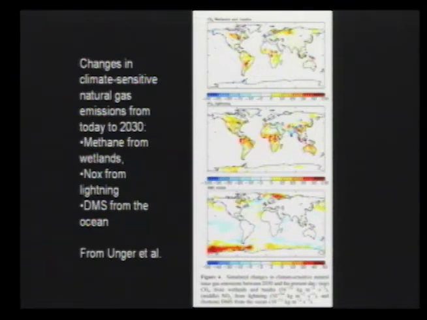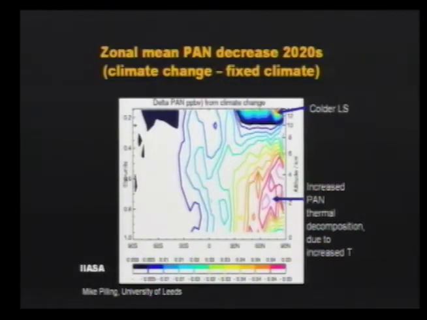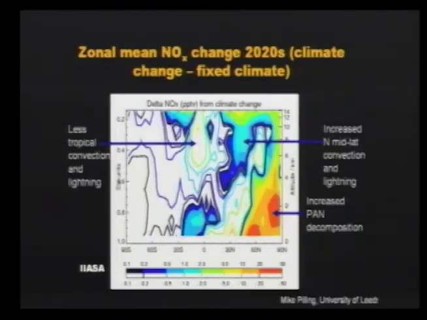And some people have been trying to quantify this. This is the increase in methane from wetland and tundra, the increase of NOx from lightning, the increase of DMS from the ocean between present time and 2030. I think it's again based on the IASA scenario. Now, the increase of water vapor in the atmosphere that we expect when we do climate prediction has an impact, of course, on many compounds. And there are people who have been looking at this. Again, this is for 2020 here, not 30, or is it 30? No, it's 20.